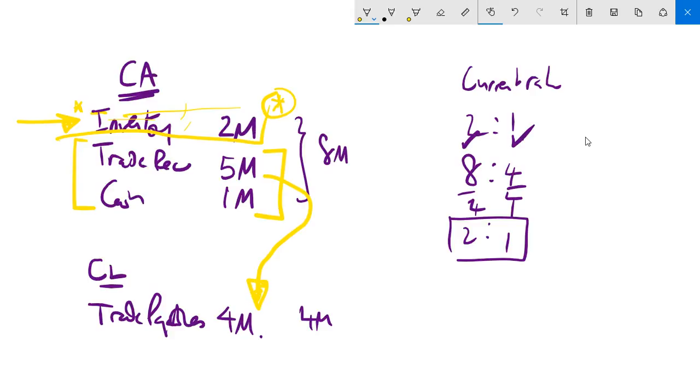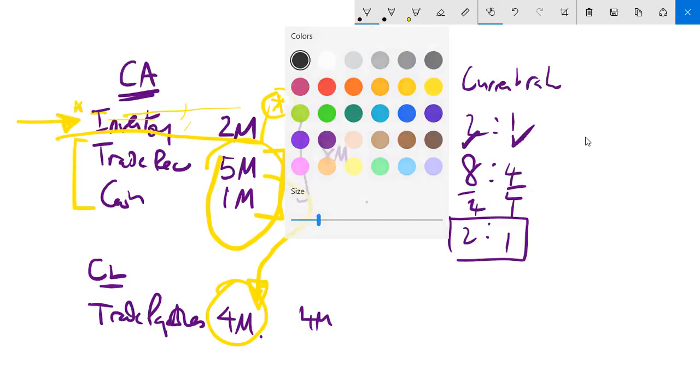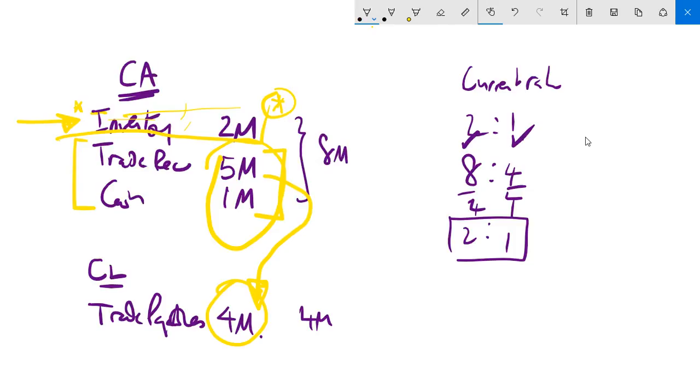So what we now have is a situation where we have only 6 million available to pay. So you can see it's falling, and that's why it's called the acid test. It's pushing you to the limits. So it's 6 to 4, which is 1.5 to 1. It's saying that ultimately, if you can't sell your inventory, for every pound you owe, you only have 1.5 pounds available.